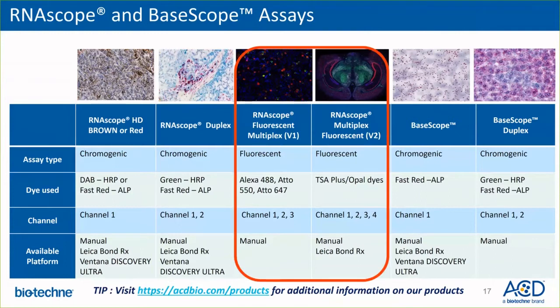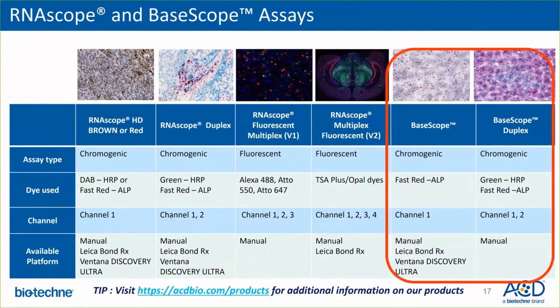If you are interested in multiplexing, our multiplex fluorescence assay allows to detect up to 4 targets simultaneously in a single tissue section. On the other hand, if the target of interest is shorter than 300 base pair or circular RNA, we recommend the BaseScope assay. I will be giving a detailed overview of the BaseScope assay in later slides.